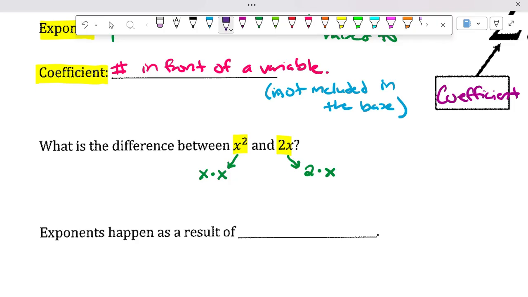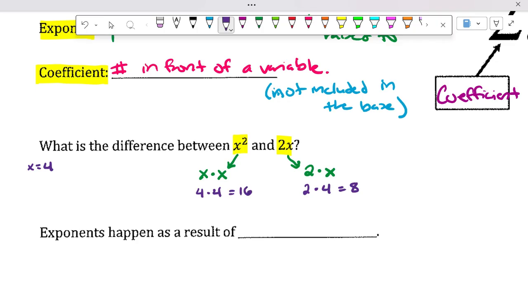So, for example, let's say that we set x equal to 4. If we do 2 times 4, we get 8. But if we do 4 squared, or 4 times 4, we get 16, two very different values.